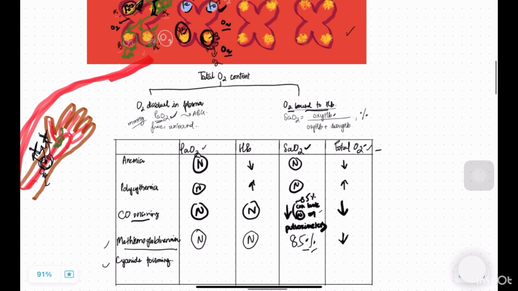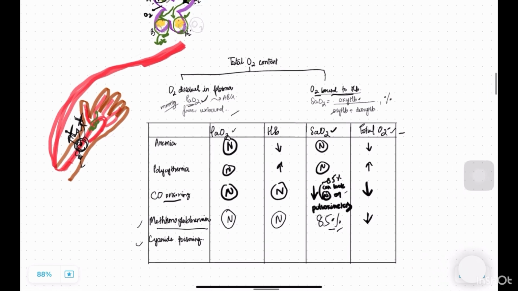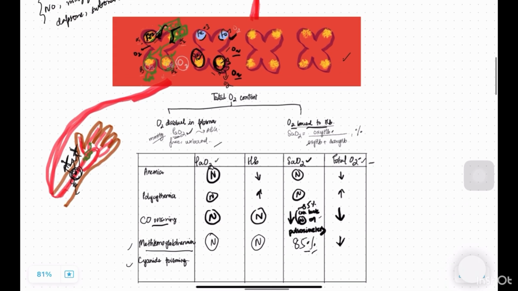Now, the discussion here is a little faster than the previous video because I'm assuming that we've locked in the basics in the previous video. And if you've understood the basics, everything that I've told you in this video is going to make sense very easily. Now let's move on to cyanide poisoning.